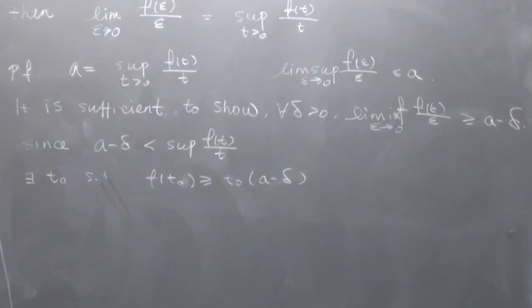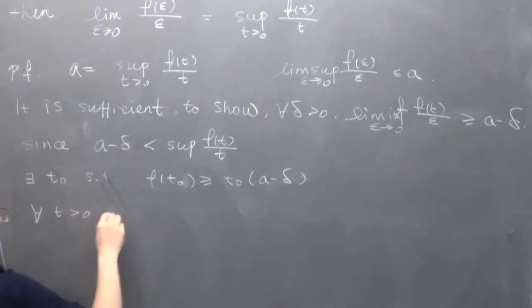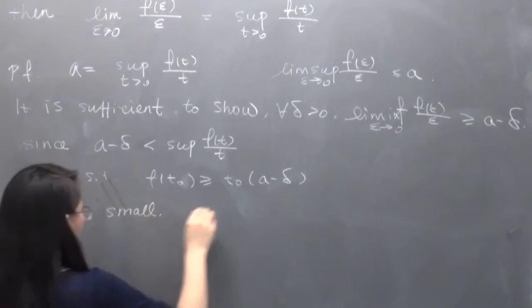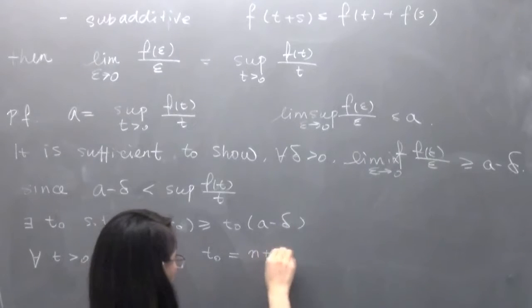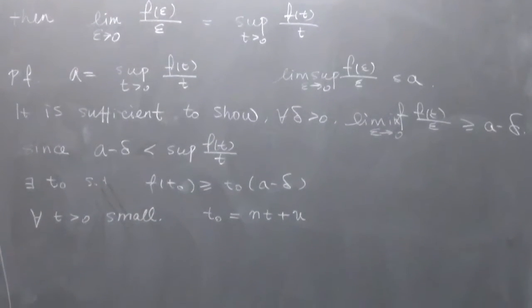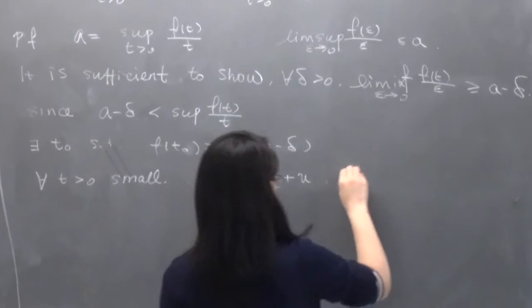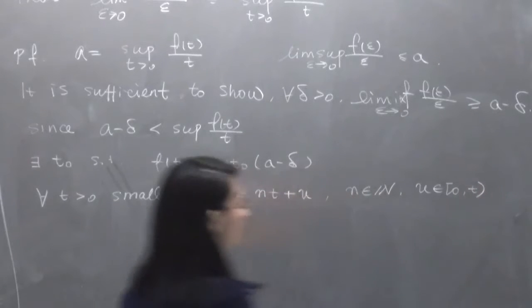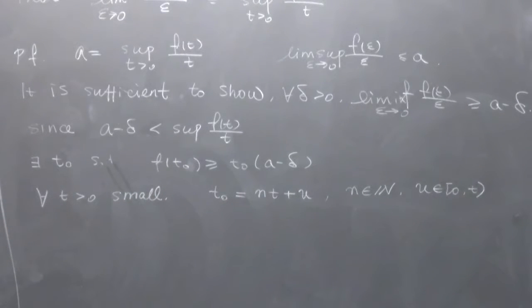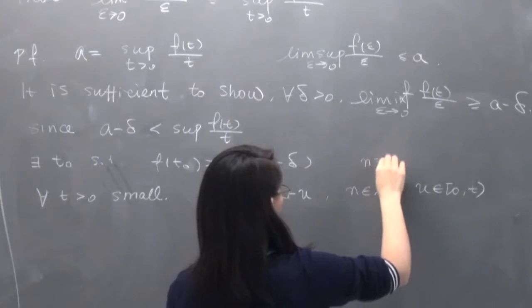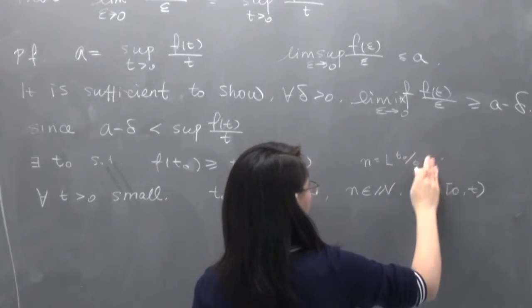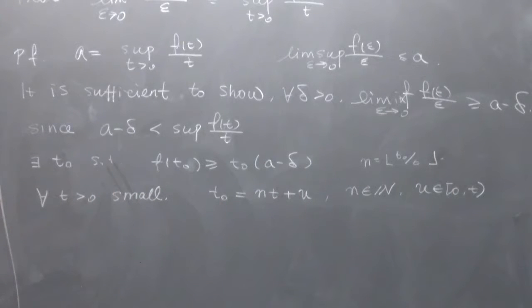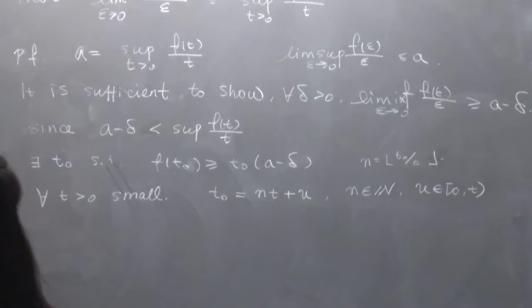And then the only condition we can use is the subadditivity. So for any t that is small, we assume that t0 equals nt plus u for n an integer and u less than t. So in other words, it means that n is the integer part of t0 over t, and u is t0 minus nt. And then we can use subadditivity.